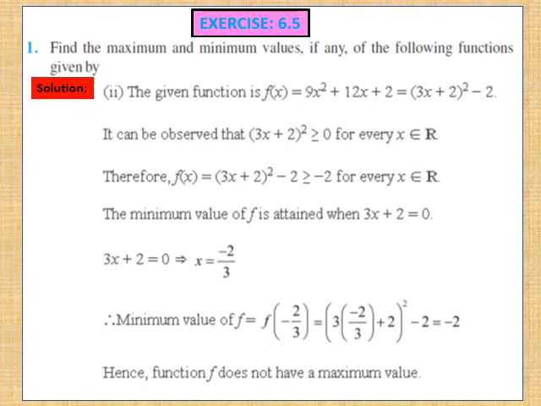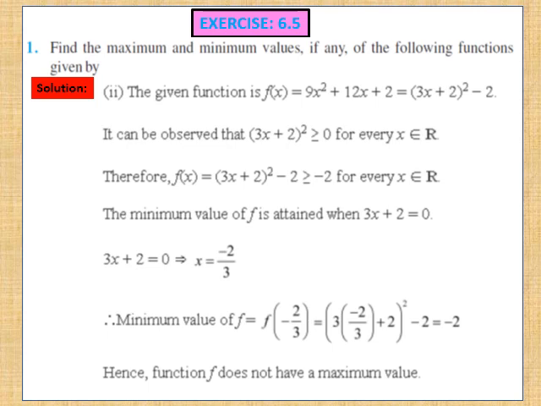So let's start with exercise 6.5, and question 1 is: find the maximum and minimum values, if any, of the following functions. There are a few cases. I am solving question part 2 for you. The given function f(x) is 9x² + 12x + 2.